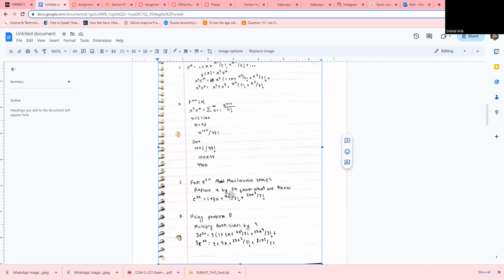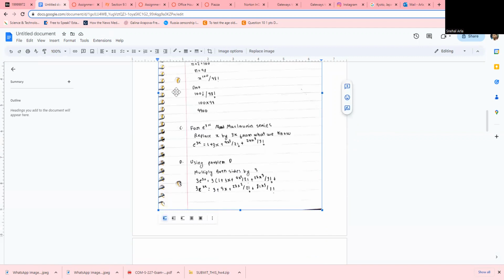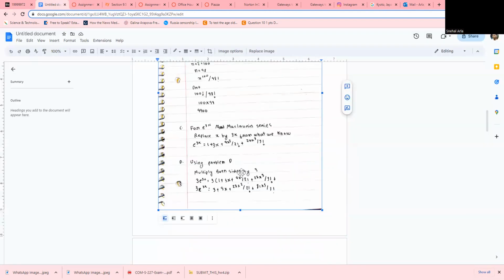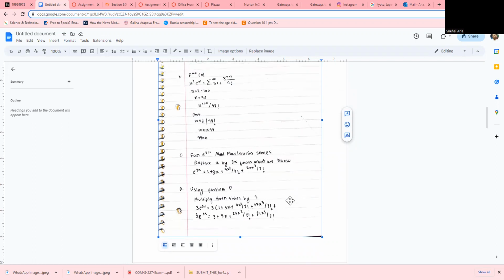From what we know, we can replace x by 3x. So for the 3x multiplier, that's what we knew, and the same thing again: 1 plus 3x plus 9x squared over 2 plus 27x cubed over 3 factorial. Then for problem B, same thing again. Just take 1 plus 3x plus 9x squared over 2 plus 27x cubed over 3 factorial, and just straight up multiplying 3 into 3, 3 times 3 is 9, 27, 81.